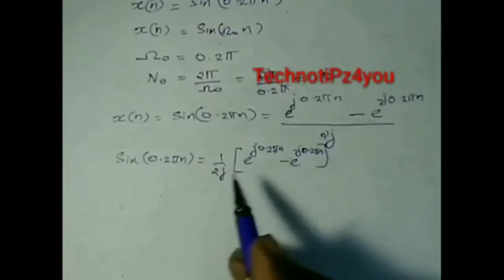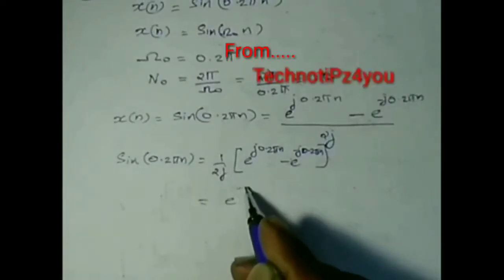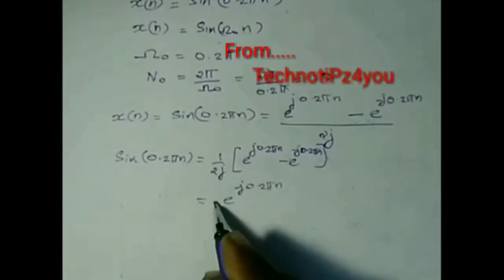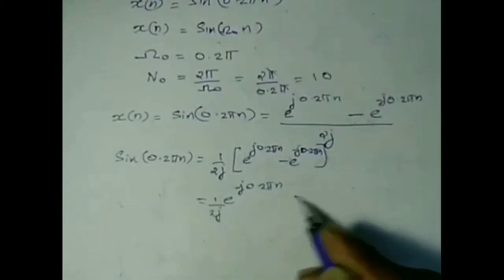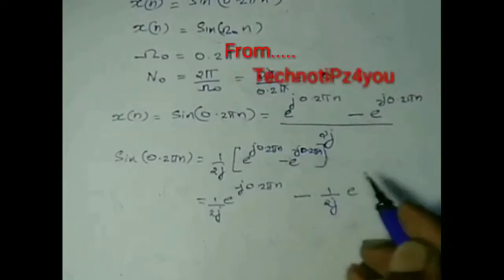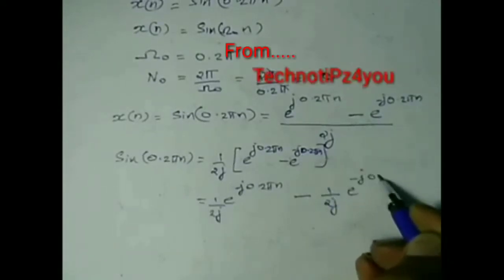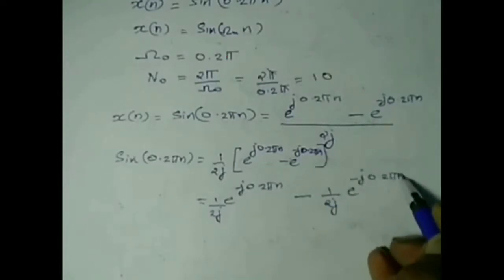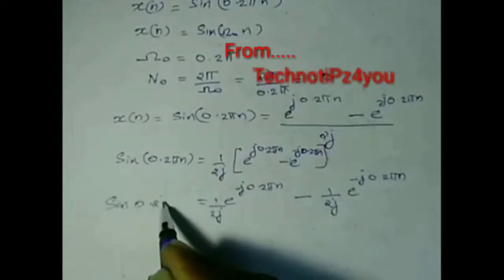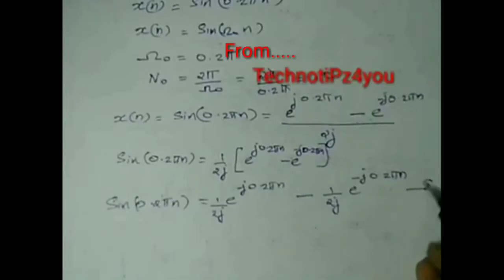Now let us split this into two terms: 1 by 2j times e raised to j 0.2 pi n, minus 1 by 2j times e raised to minus j 0.2 pi n. That is the given signal x of n equal to sine 0.2 pi n. Let us mark it as equation number 1.